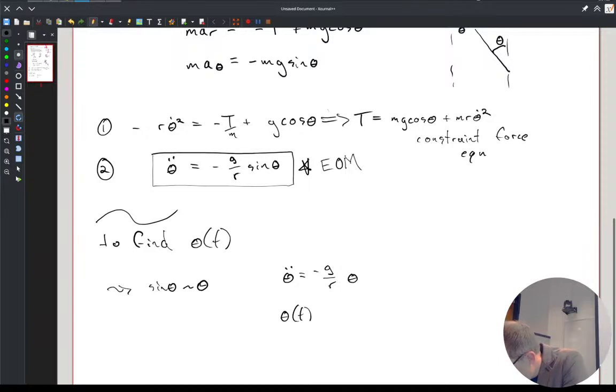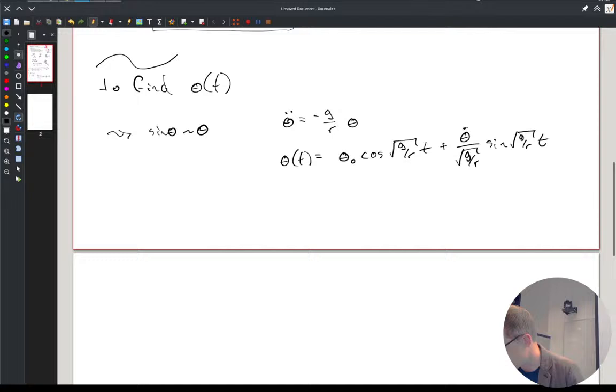Now I know theta of t is, actually I'll plug it in. Initial theta times cosine of root g over r times t, plus initial speed over root g over r times sine of root g over r times t. Oh, and you can't see most of that, huh?